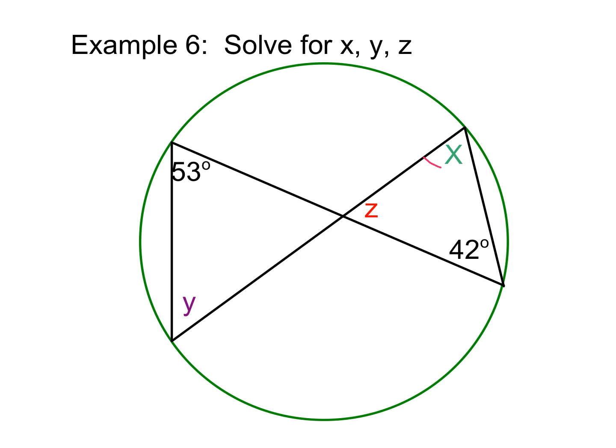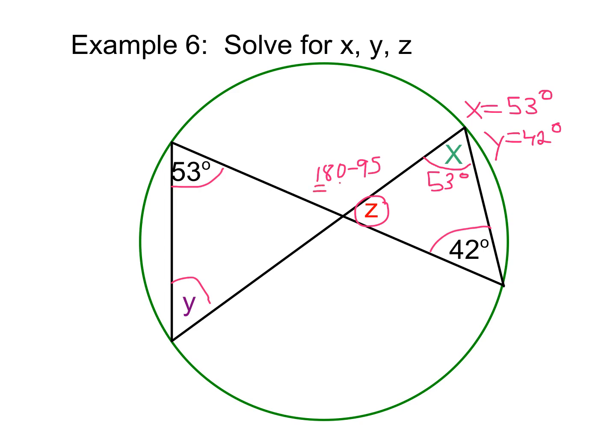And so when we do this, we end up with the angle x up here being equal to the angle over here, 53 degrees. So angle x is going to be equal to 53 degrees. And the angle y down here being equal to this angle down here, 42 degrees. Finding z now is easy because we have 53 degrees and 42 degrees in this triangle. That makes 95 degrees. And so angle z has to be 180 minus 95 degrees. And so angle z is 85 degrees.